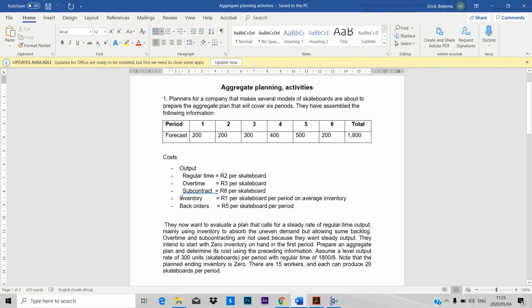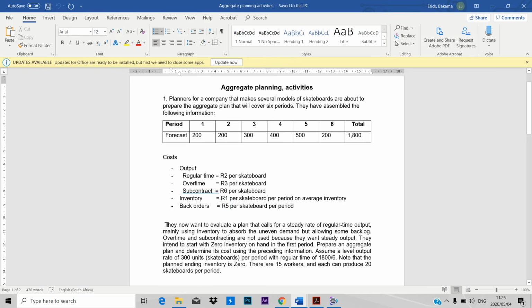Then for every product that is in our inventory, we are going to pay 1 rand. Then the back orders, those are the products that a customer asks for, but we don't have them in stock. So in that case, we are going to provide them later, and in that case, we pay even more, which is 5 rand.